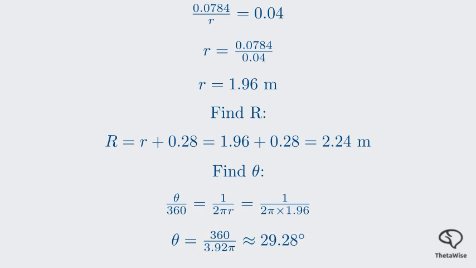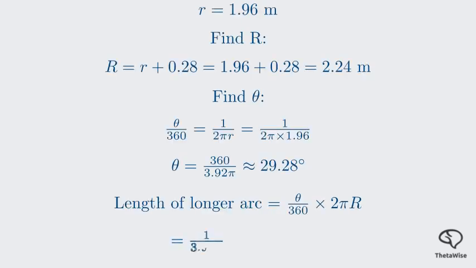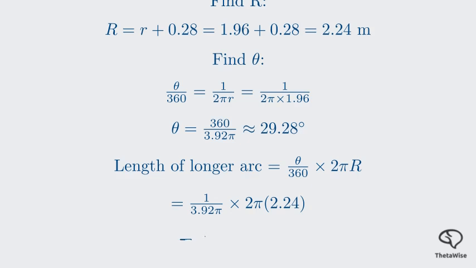For the last part, we need to find the length of the longer arc. This is the arc of the outer sector. Its length is theta over 360 times 2 pi times the outer radius R. Using our calculated values, we get 1 over 3.92 pi times 2 pi times 2.24, which simplifies to 4.48 over 3.92 or 1.14 meters. Now we move to section B, surface area.